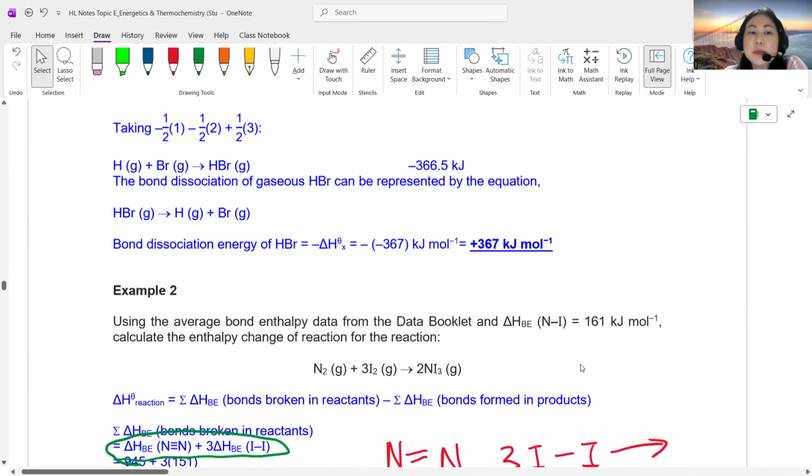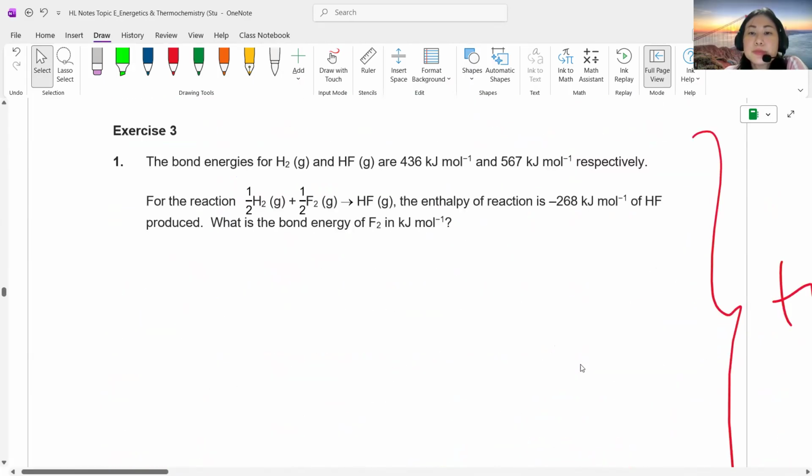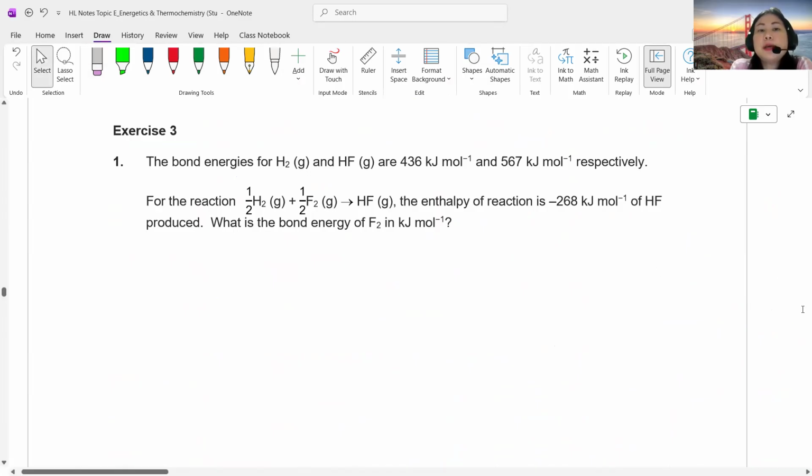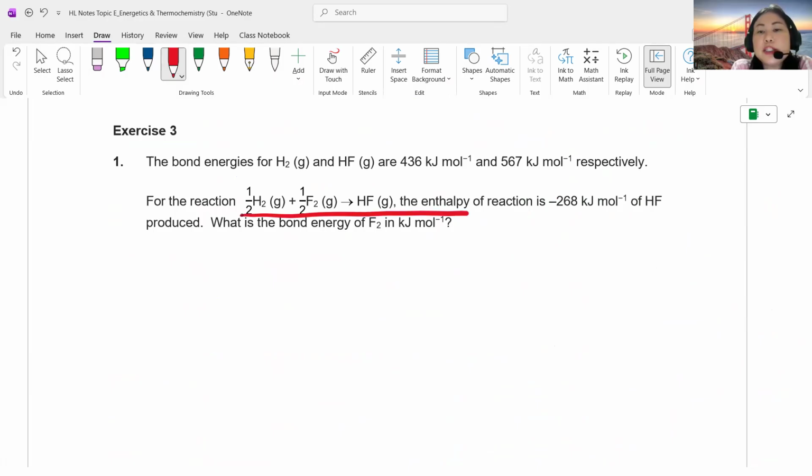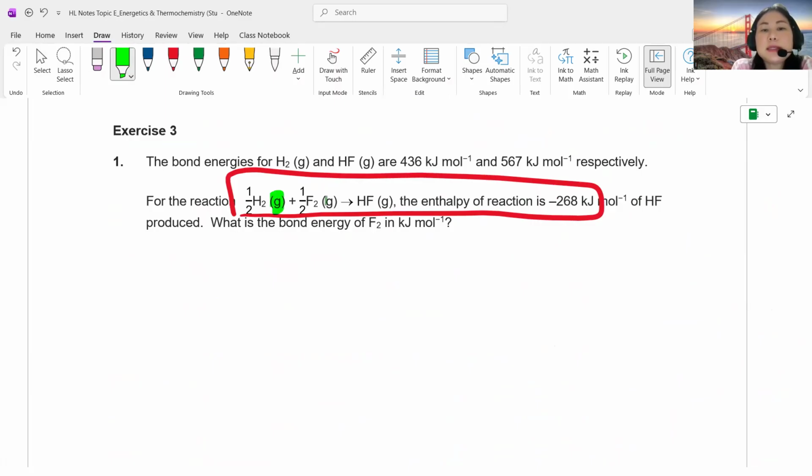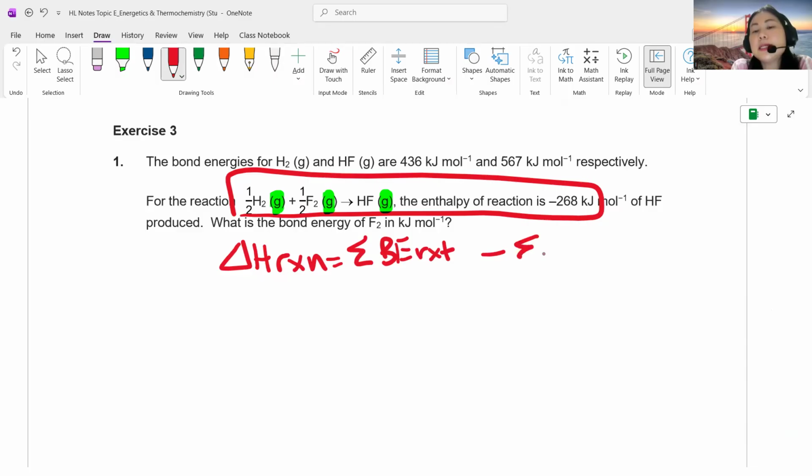So let me look at some questions on bond energy. So the bond energy of this and this are so much. The enthalpy change of the reaction is so much. What is the bond energy of FF? So what do we see first? This is the reaction. And what else? We are seeing everything gases. That's why we can use bond energy, right? So the formula is delta H reaction is sum of bond energy reactants minus sum of bond energy of product.